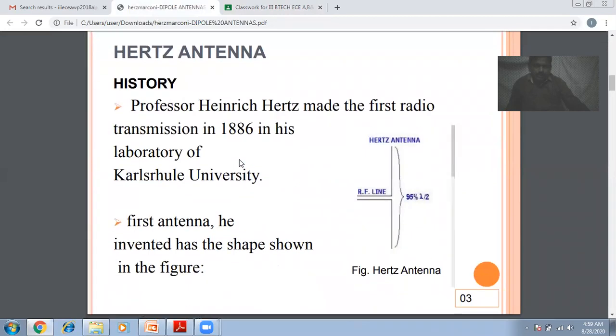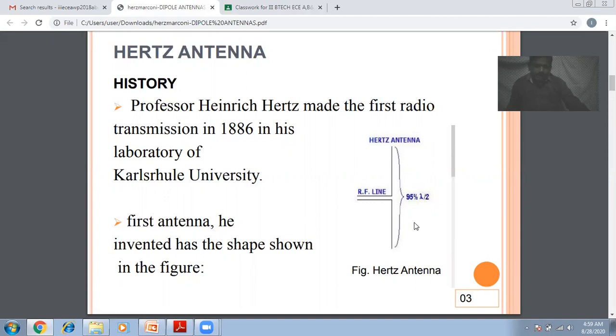So come to the Hertz antenna. That means the dipole antenna. Professor Henry Hertz made the first radio transmission in 1886 in the laboratory of Karlsruhe University. Let us see, from here to here, it is lambda by 2 in length.